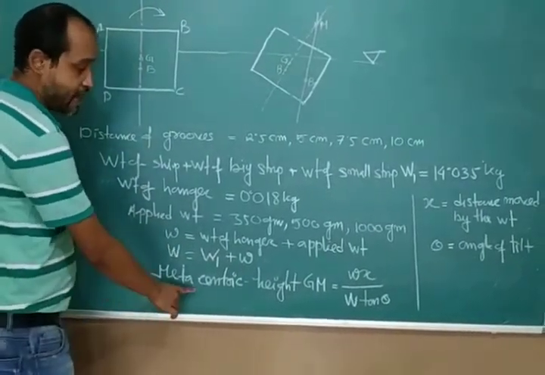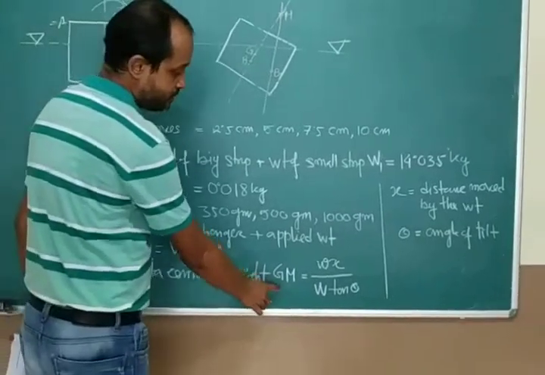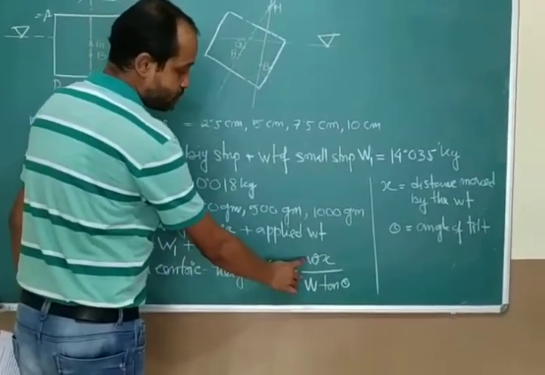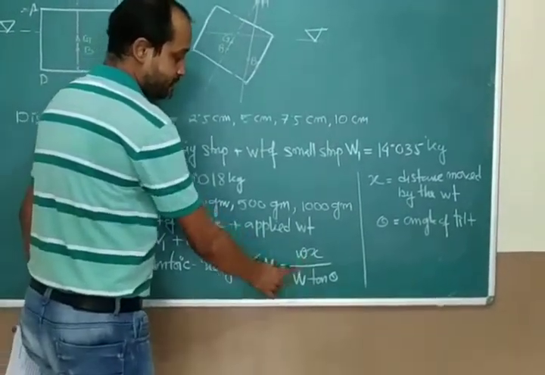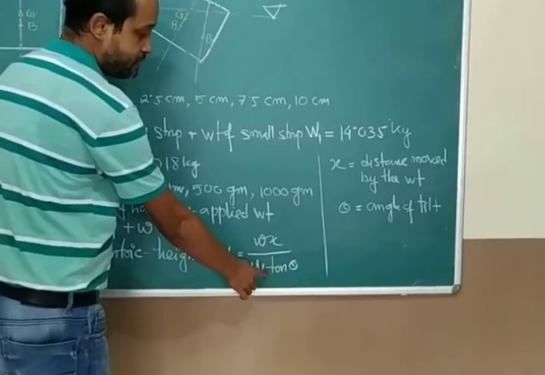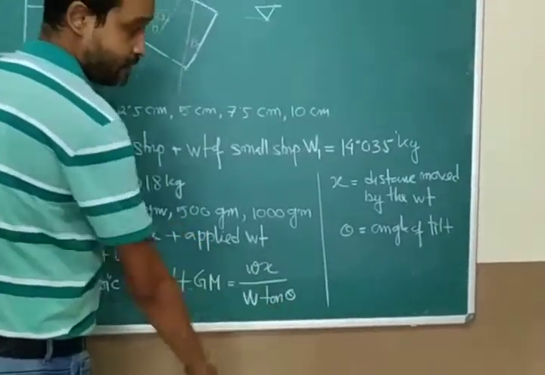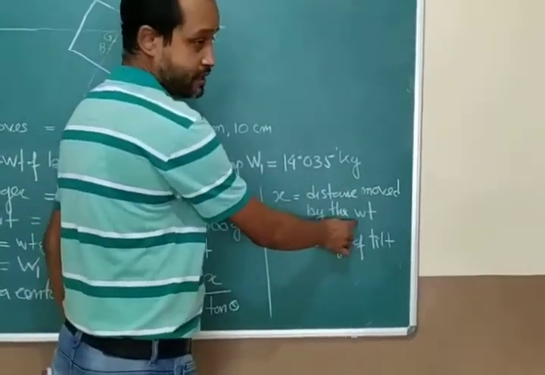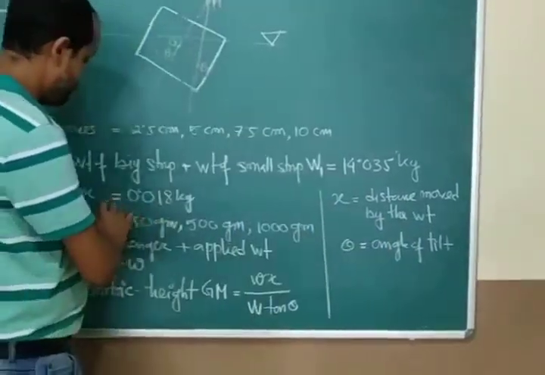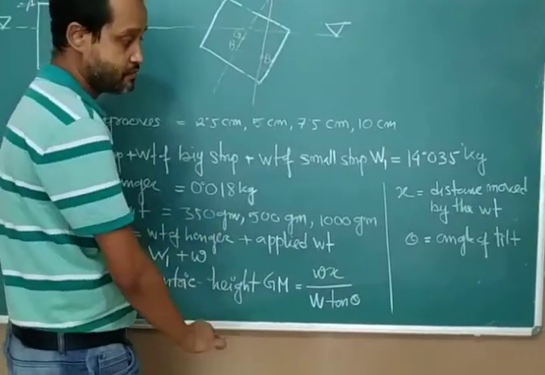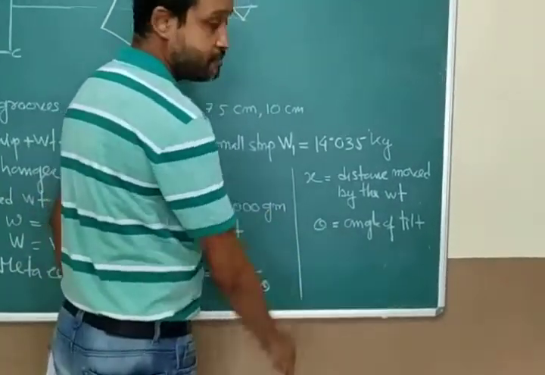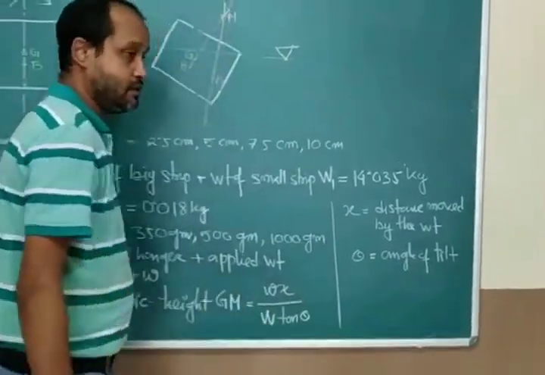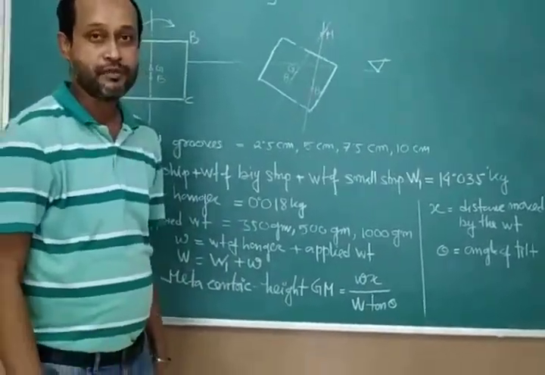Now the metacentric height is given by this formula: GM is equal to small w times x divided by capital W tan theta, where x is the distance moved by the weight, meaning the applied weight, and theta is the angle of tilt. After that we perform the experiment.